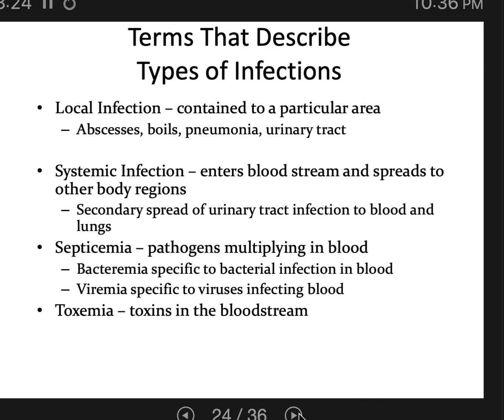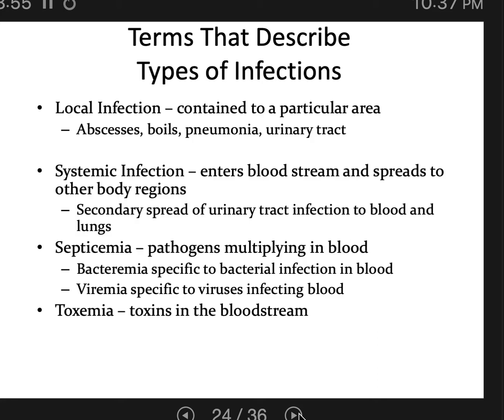A systemic infection is an infection where the pathogens have entered the bloodstream and they're riding the bloodstream to other body regions. When you have a systemic infection, this causes secondary infections, right? So we talked about secondary infections on the last slide, how the primary infection can move to another part of the body while they're moving through the bloodstream. So that's when you have a systemic infection, it leads to a secondary spread. So for example, the UTI to the lungs.